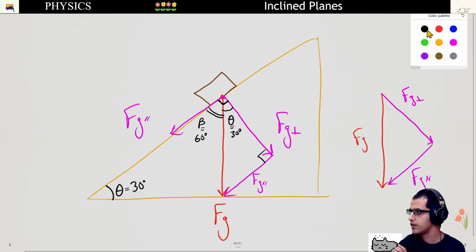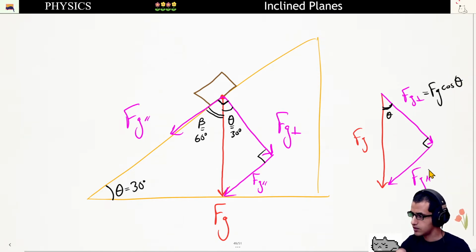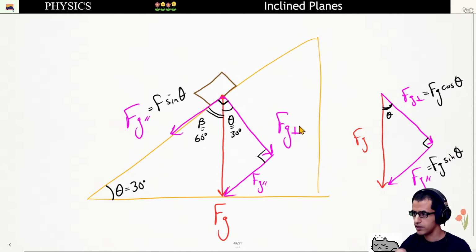Because our angle theta is here, and this is the right triangle, that means that FG perpendicular, which is adjacent to the angle, is going to be equal to the hypotenuse times the cosine of the angle, FG cosine theta. And FG parallel, because it is opposite to the angle, is going to be equal to FG sine theta. So this is how we solve for the values of FG parallel, FG perpendicular.